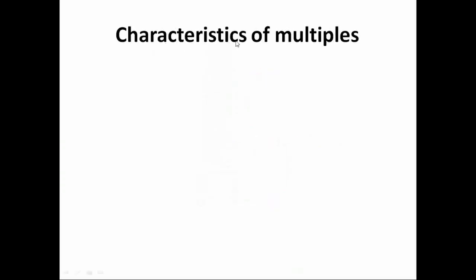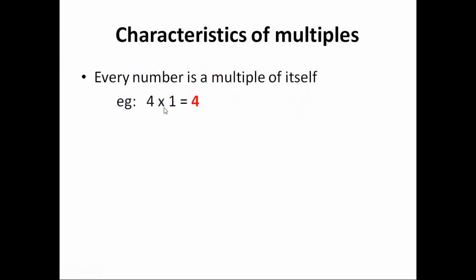Okay. Some characteristics of multiples. Every number is a multiple of itself. Let's take for example 4 multiplied by 1 will give you 4. So 4 is a multiple of itself, right? Then 7 multiplied by 1 will give you 7. So we can say that every number is a multiple of itself.